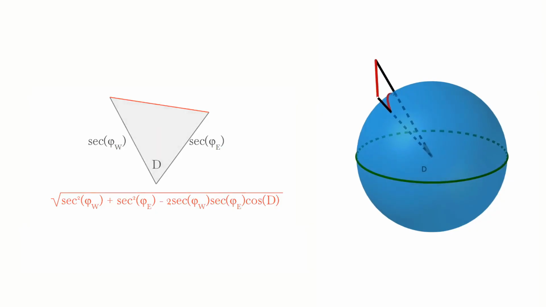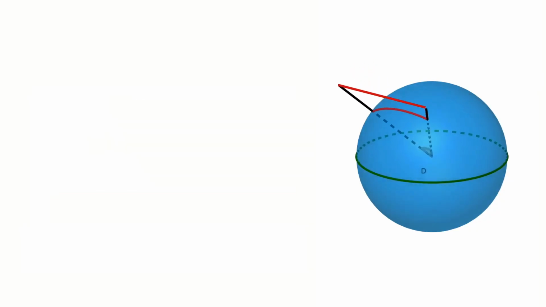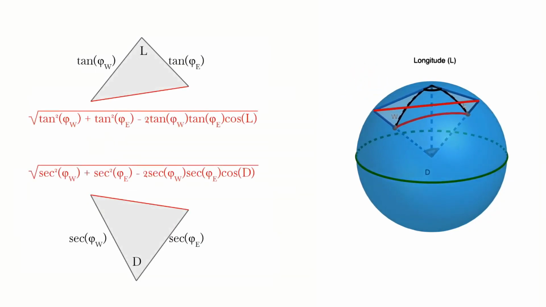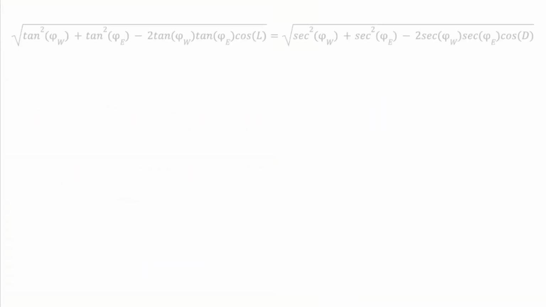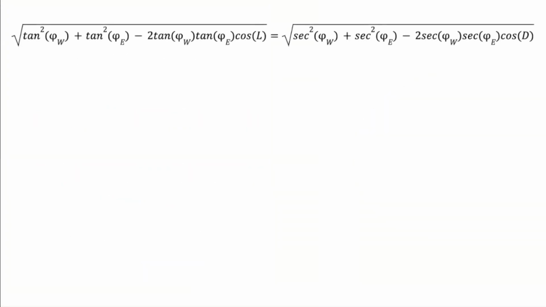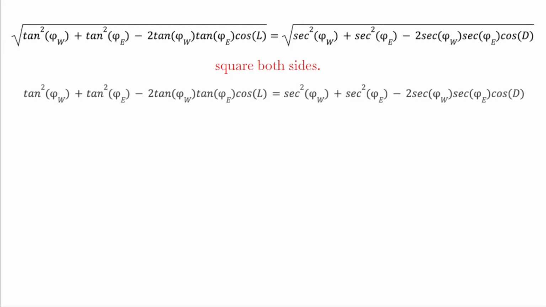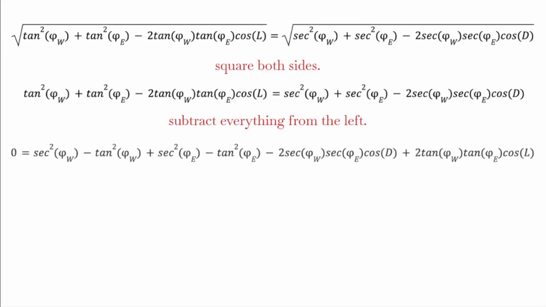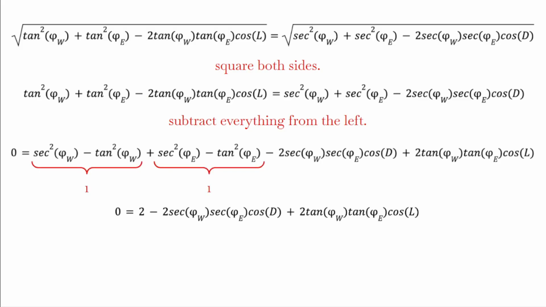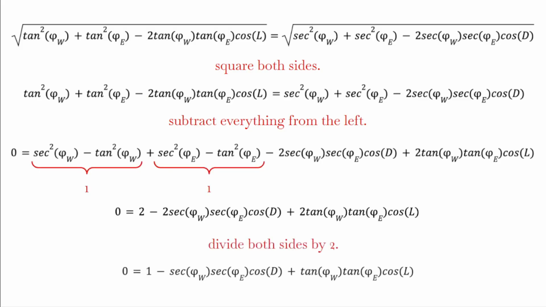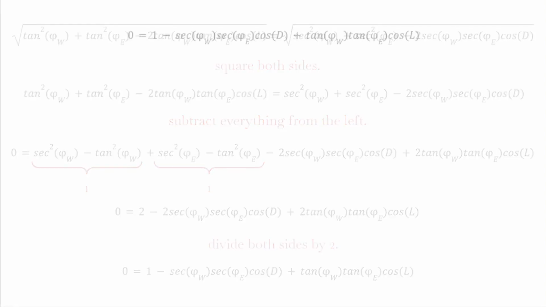So, from each triangle, we have 2 expressions for the same side. Since these are equal, we have this equation to simplify. Square both sides. Subtract everything from the left. These terms can both be simplified with a Pythagorean identity. Divide both sides by 2. Now solve for cosine of D.